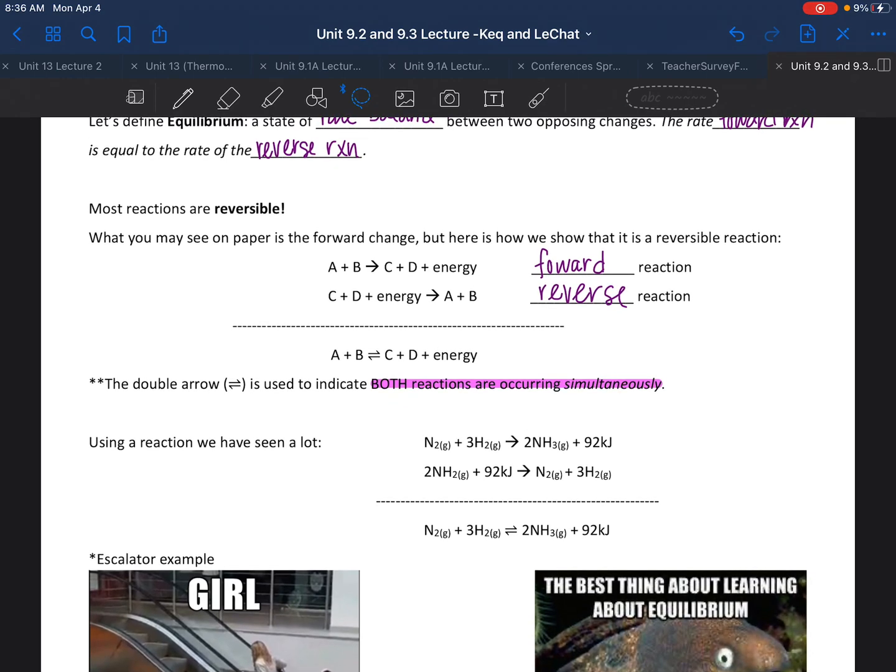And so using an example that we've seen a lot, the Haber process, which is making ammonia, we define our forward as adding nitrogen gas plus hydrogen gas to make ammonia, and that has some amount of energy associated with it. This actually has a reverse reaction too. So as we are making ammonia, ammonia is simultaneously breaking down into its basic building blocks of nitrogen and hydrogen again. And so we represent it with our double arrow.